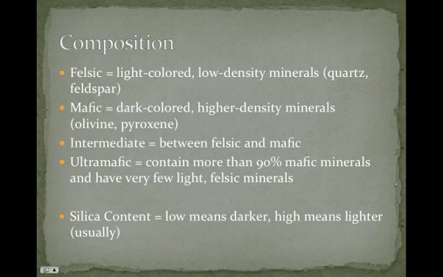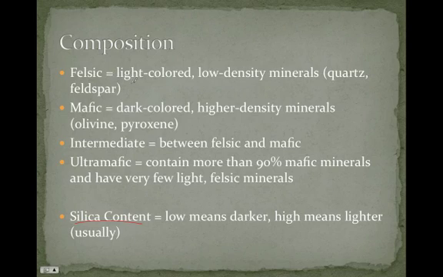Now, igneous rocks are also identified by their composition, what makes them up. And we have four main categories for that: felsic, mafic, intermediate, and ultramafic. And these depend on the silica content. Silica is, of course, silicon and oxygen combined together, which forms most of the materials in the surface of the earth. A low level will create a darker rock, and so mafic tends to have low level silica, while a higher level of silica means a lighter color rock.